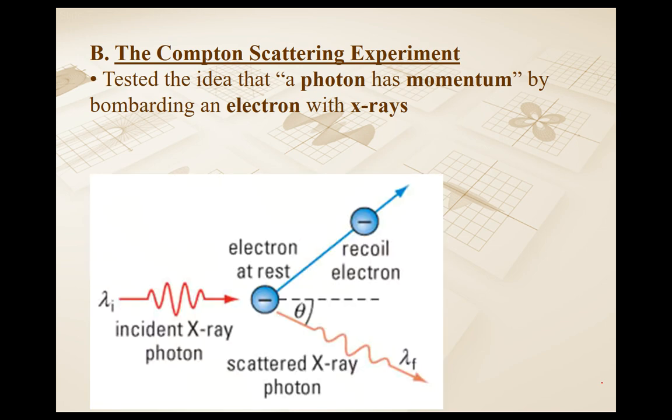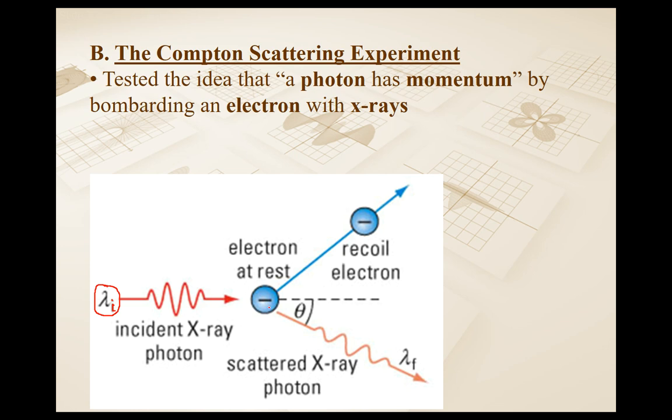The setup of the experiment is actually pretty simple, if you don't think about all the small details. All we're going to do is take an X-ray photon. We'll call it the incident photon of light, so we have lambda I, or you could call it lambda 1 if you wanted to. And then I'm going to fire it at an electron that's at rest. What I'm trying to do is just see if I can observe a collision.